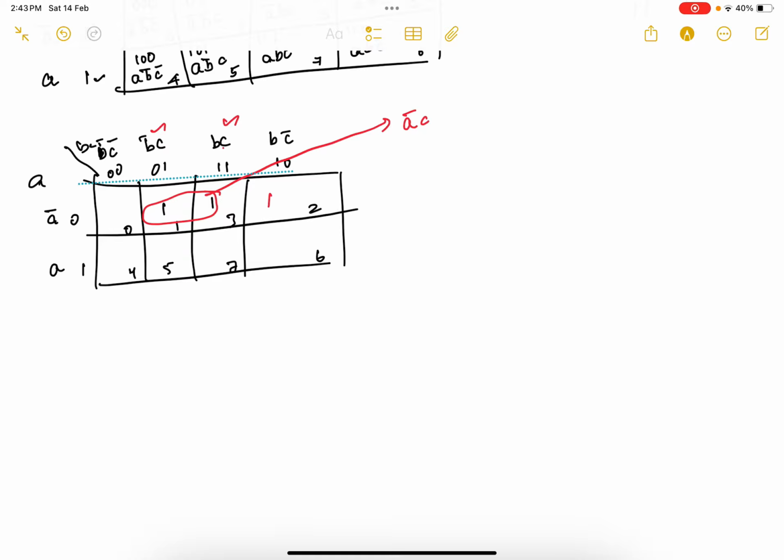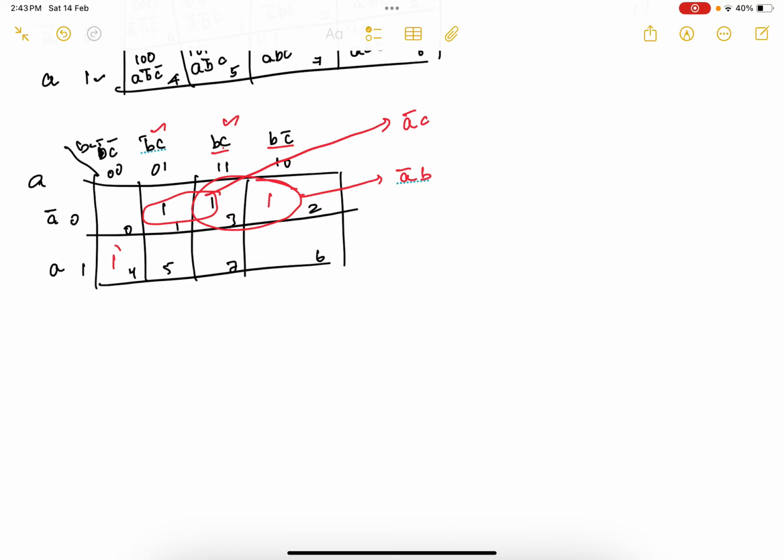If I have one more 1 here, what will happen? These two things will form a pair. So for this pair, what is the common term? The common term is A bar. And for these two terms, the common term is B. So this will be B. Okay, clear.